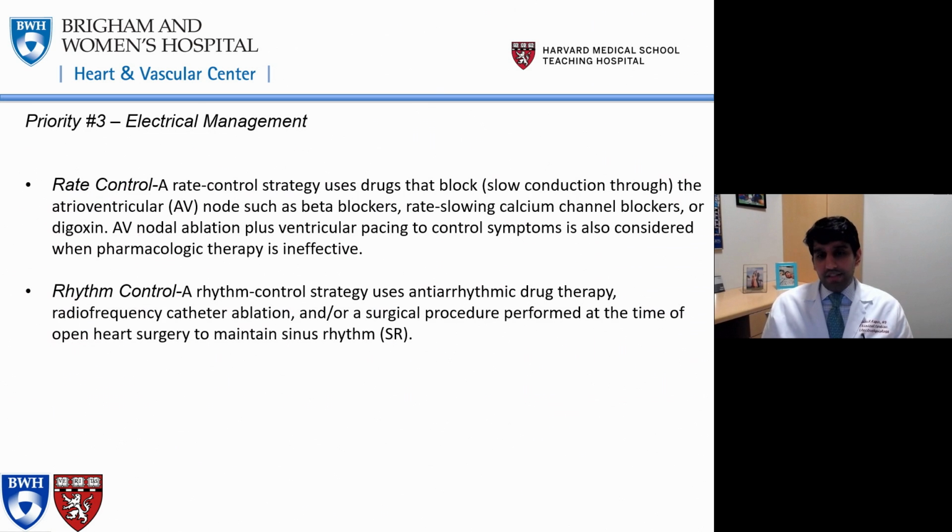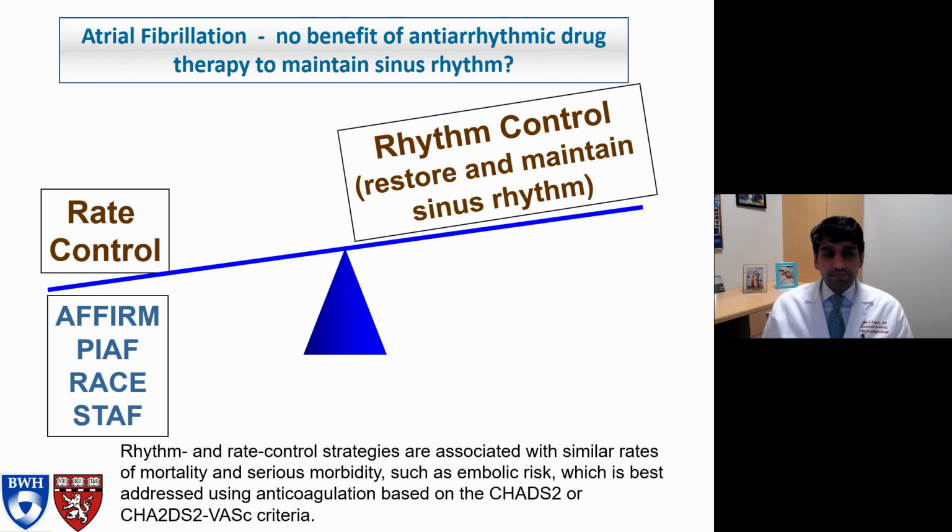The third priority is the electrical management. And this is something that's a little bit complex because it is an ever-changing field, just kind of like cardioembolic risk. The two major ways to handle the arrhythmia itself is either rate control, which essentially means trying to leave atrial fibrillation in place, but just prevent their heart rate from going either too slow or too fast, or rhythm control, which essentially means trying to restore sinus rhythm.